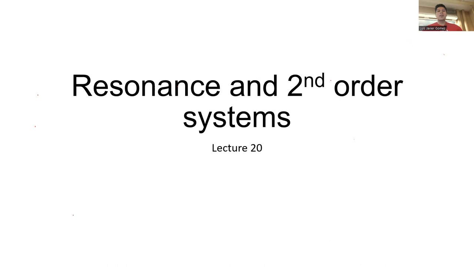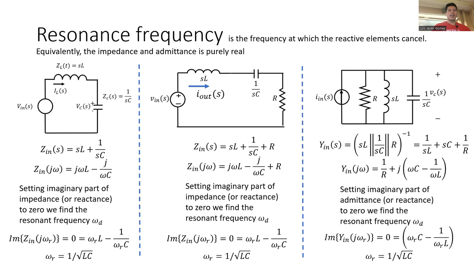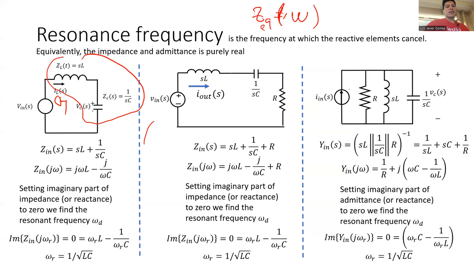Okay, so today we're going to talk about resonance and second order systems. This is actually a fairly basic thing. Effectively, all that resonance means is, if you have a circuit and you look at the input impedance or admittance to that circuit, what it means to be at resonance is that there's a frequency where all the reactive elements cancel. Another way to say it is that the equivalent impedance of a circuit is a function of jω, and what we call the resonant frequency is the frequency where the imaginary part of the impedance is equal to zero, effectively.